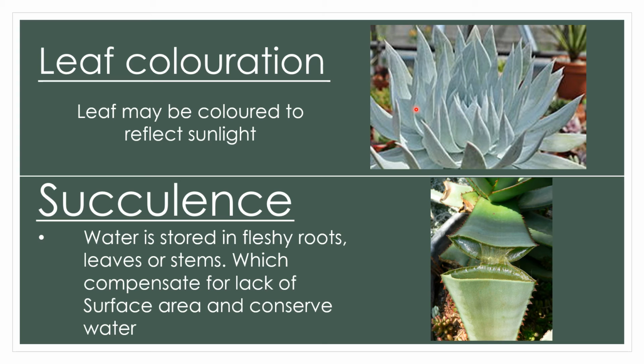In here, water is stored in fleshy roots. As you can see in the picture, there's water. Basically, succulents means juicy. So it has water stored in these fleshy roots, which compensates for the lack of surface area and conserves water. So basically, more water is stored.